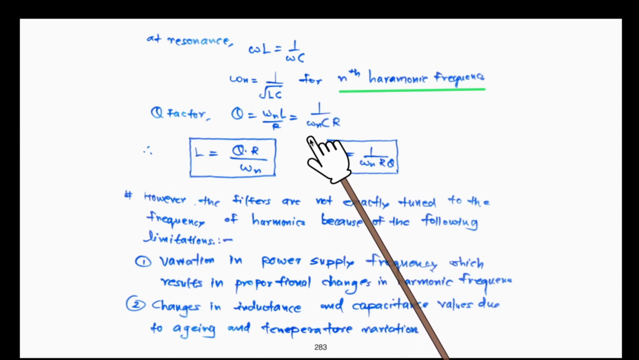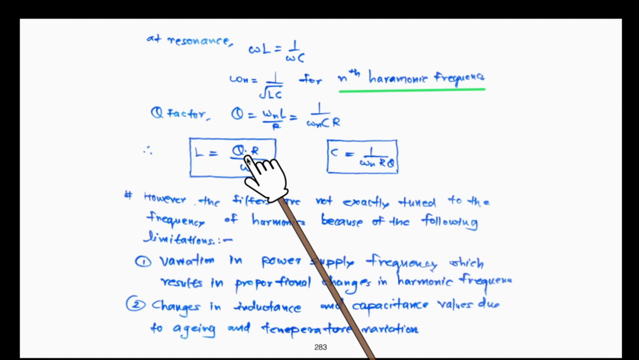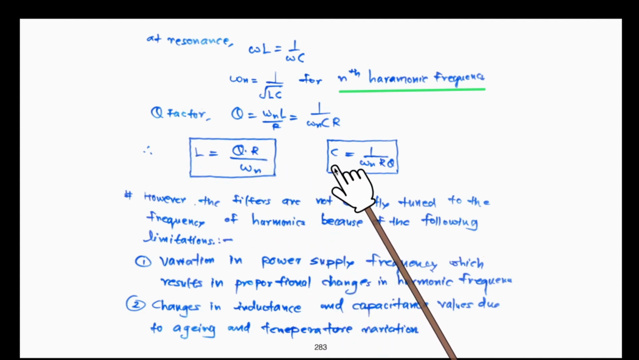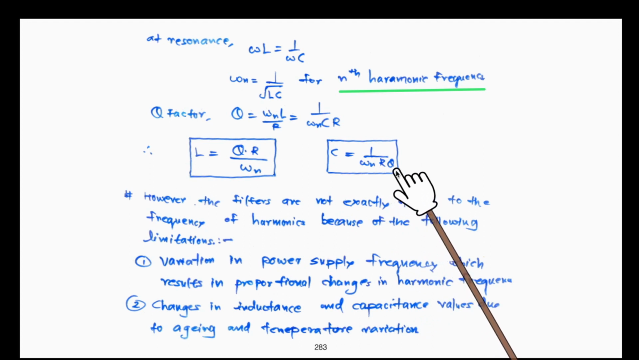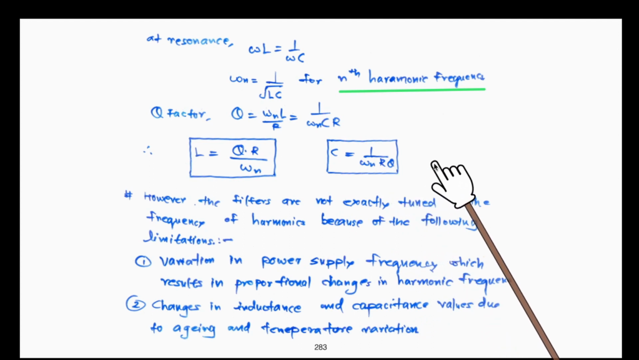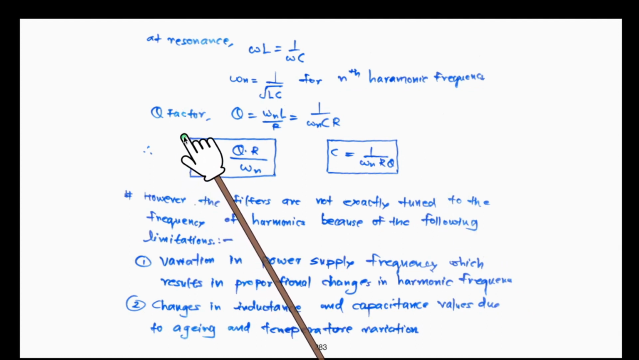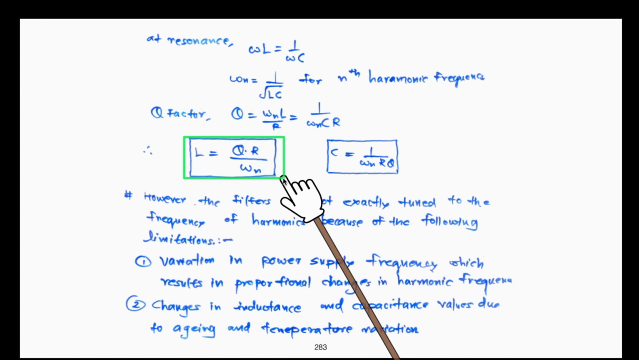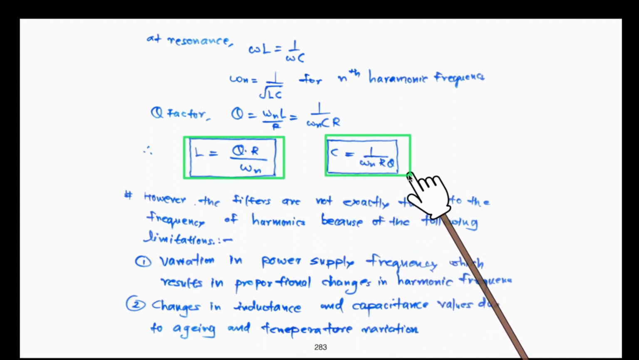and therefore we are able to write the value of inductance as L = QR/ωn, and similarly the value of C will be equal to 1/(ωn R Q). So these two equations are very important. We have to remember them very well. This is the equation for calculating the inductance of the filter, and similarly for calculating the capacitance of the filter.